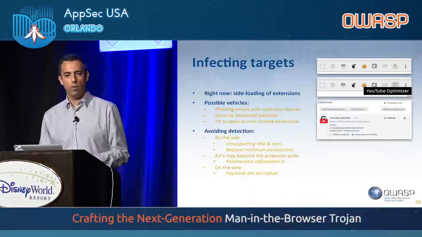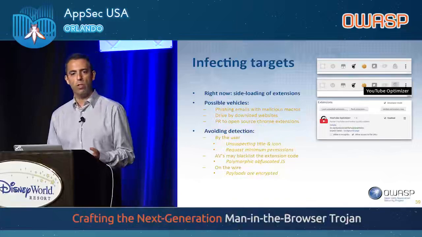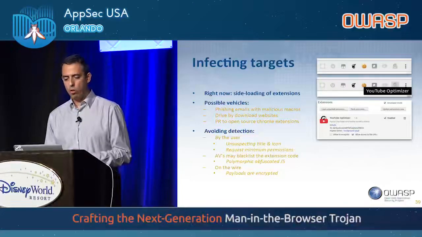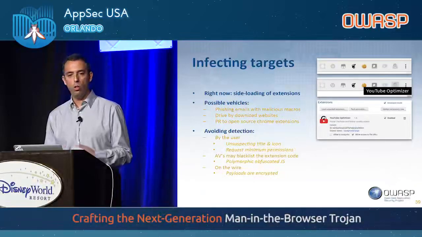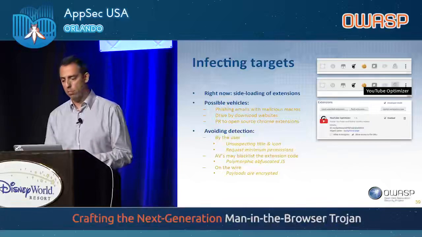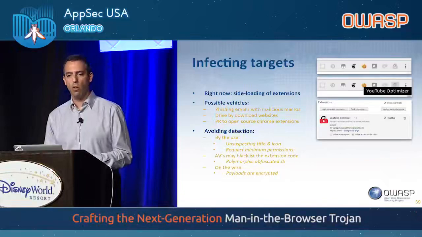Possible vehicles for infecting a user are traditional phishing emails, having malicious macros that basically load the extension. This is not hard to do. You could have drive-by websites that invite you to download the extension. I'm seeing some examples occurring. Or you could just do a pull request to an open source Chrome extension that sits on GitHub, and maybe the guy managing the project will be caught off guard.